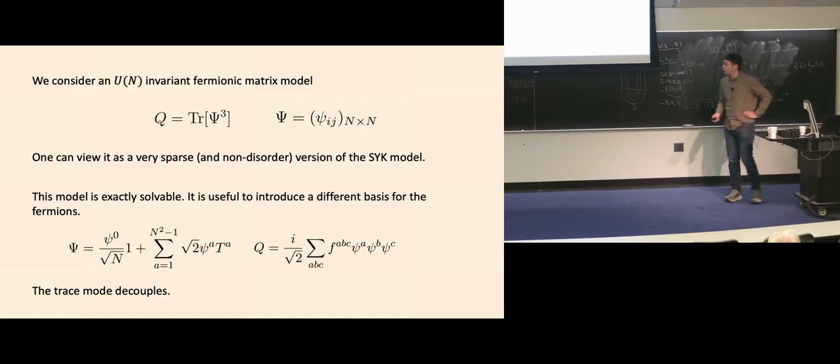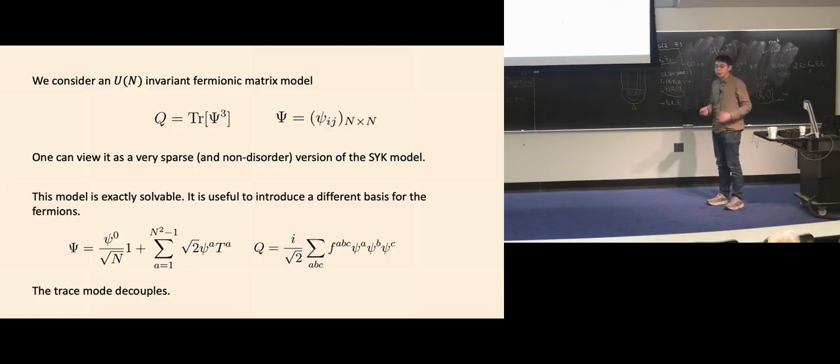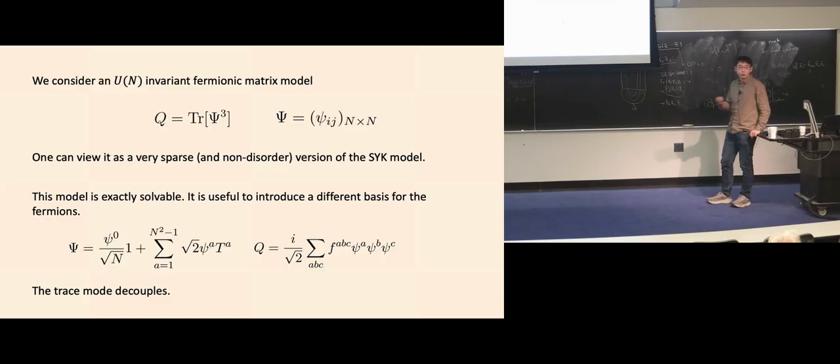Now, it turns out that this model is really simple. It's exactly solvable. By the way, I want to emphasize that here I want to treat U(N) as a global symmetry instead of a gauge symmetry. I would actually be mostly interested in the non-singlet sectors. So the model is exactly solvable, and to do that, it's useful to introduce a different basis for the fermions.